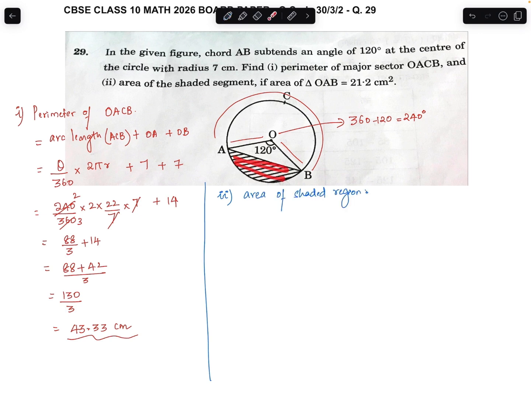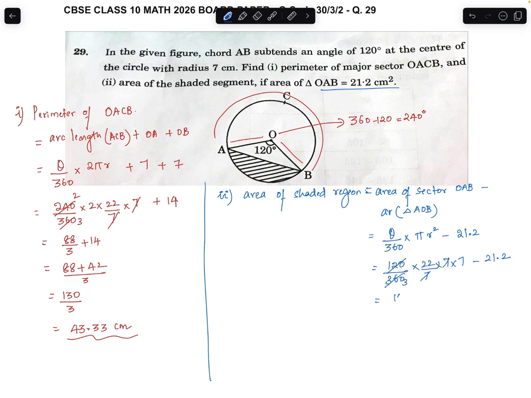To get the area of this shaded part, first we have to get the area of this sector OAB, from which we can subtract the area of the triangle OAB. Area formula is theta upon 360 into pi r square minus area of triangle OAB is given, which is 21.2. The angle subtended by the arc AB is 120, which gives us 154 upon 3 minus 21.2, that is 30.1 centimeter square. So this is the area of the shaded portion.